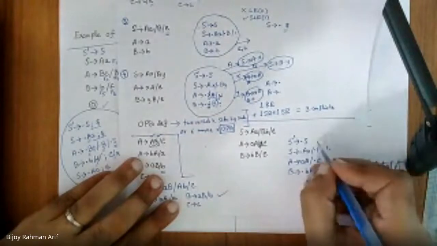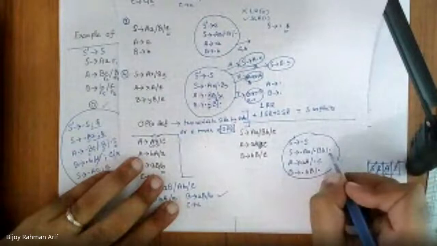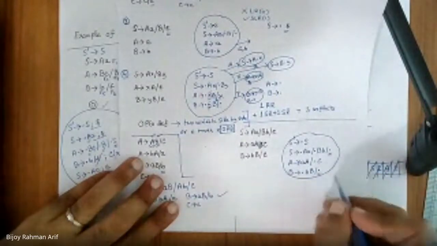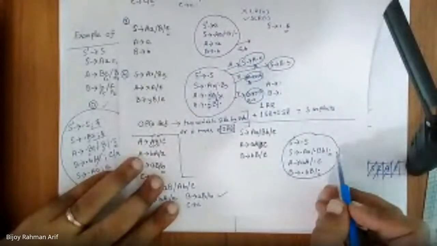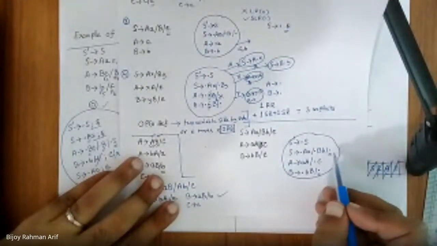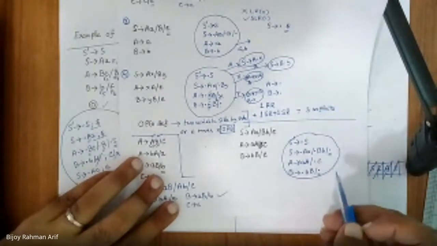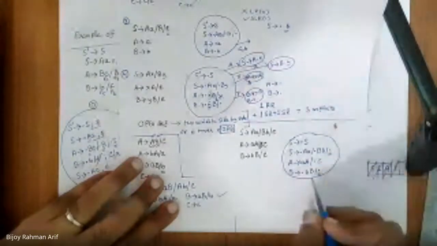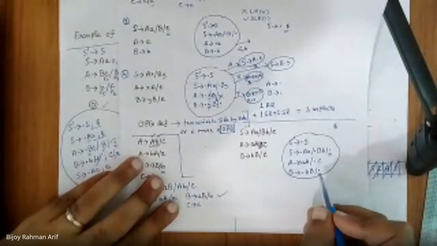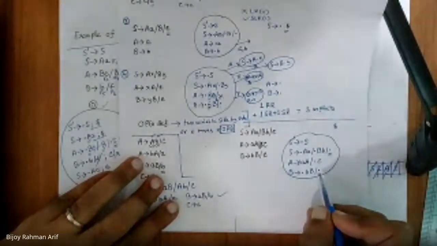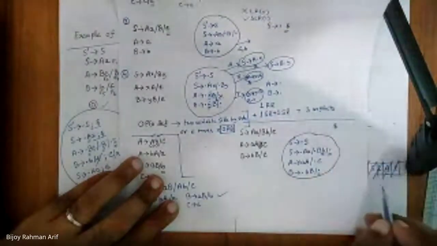It seems there is RR conflict. But actually there is no RR conflict because this one should be placed under follow of S. So what is follow of S? Dollar. And it should be placed under follow of B. What is follow of B? B. So no RR conflict.